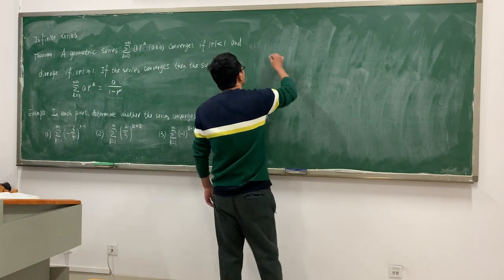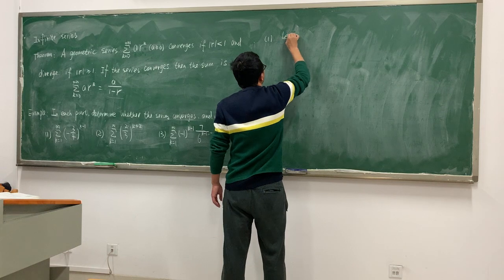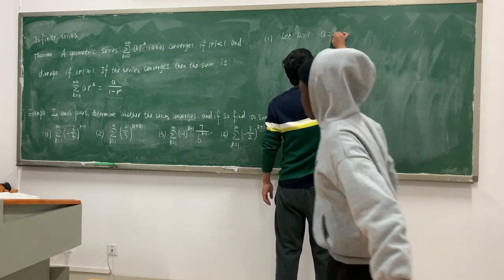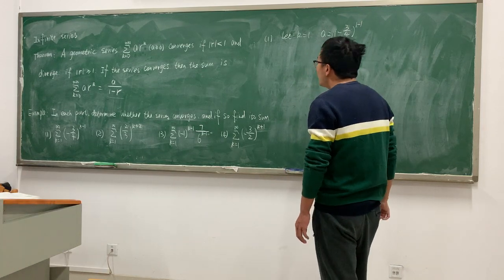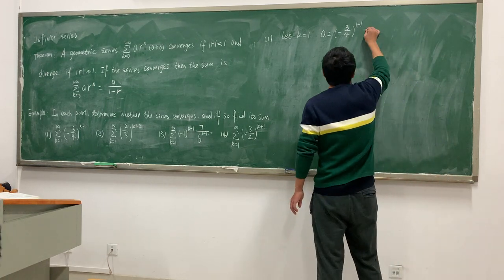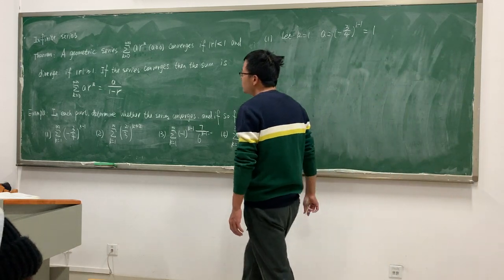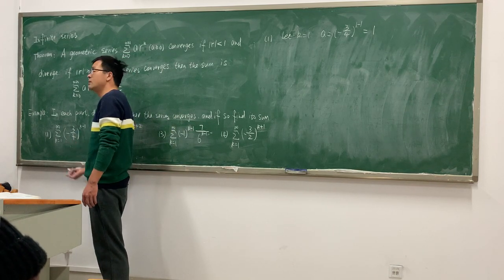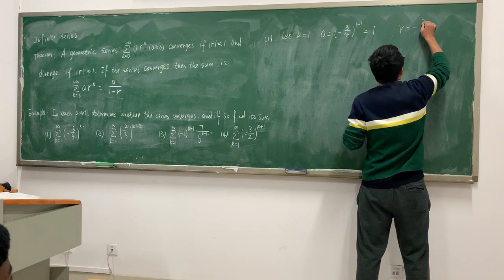So here, let k equal to 1, so a equal to what? a equal to minus 3 by 4 to the 1 minus 1 power, so 0 power, yeah? So 0 power equal to 1. And what's the ratio? The ratio is minus 3 by 4.